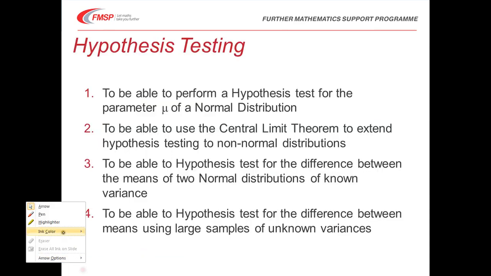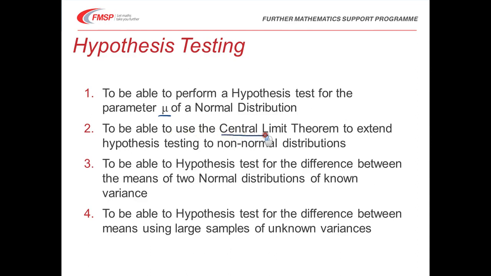So what do we need to be able to do? Well, as I've said, we need to be able to perform a hypothesis test for a parameter mu of a normal distribution. Okay, so you'll be told that your distribution is normal, and you may be asked to perform a test based on what you believe the population parameter mu to be. If it's not a normal distribution, then we have to invoke this thing called the central limit theorem, which enables us to do the same sort of idea. Okay, and a lot of this is to do with how the distribution of the sample mean is formed.